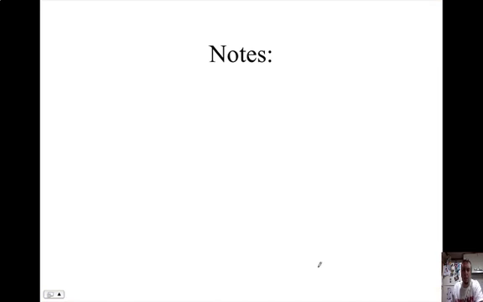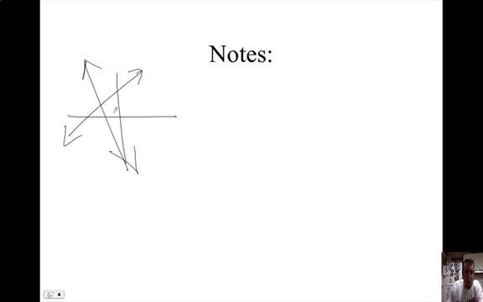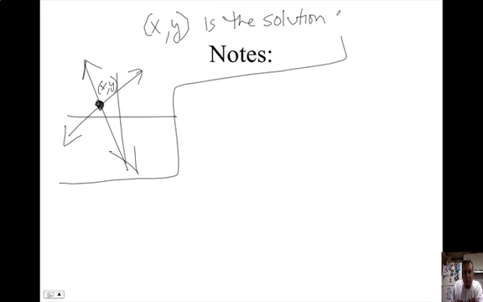So let's actually take a couple notes. Whenever you have a graph, and let's just draw one line, there's one line, and here's another line. What happened to these two lines? They intersected at one point. Well, that point, x comma y, whatever that is, is the solution. Right? That's case number 1.